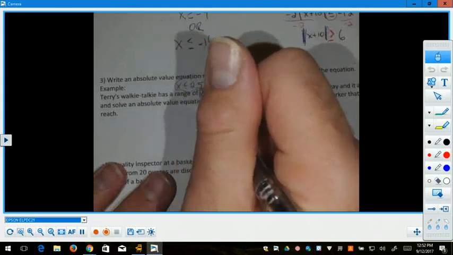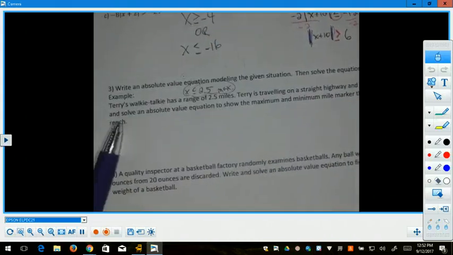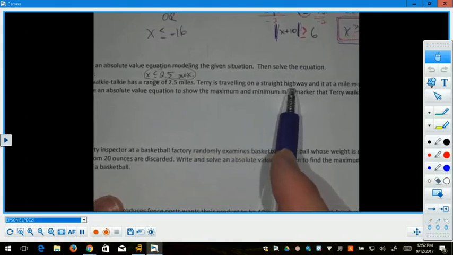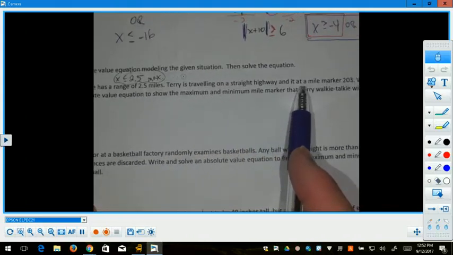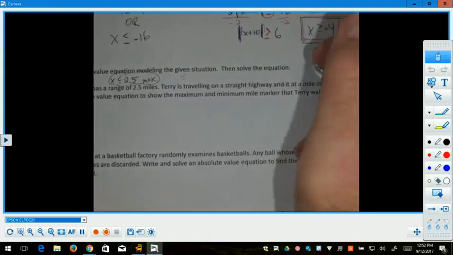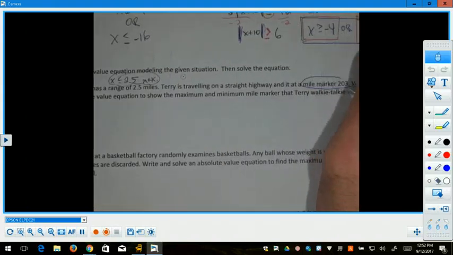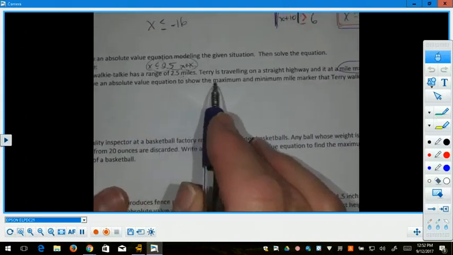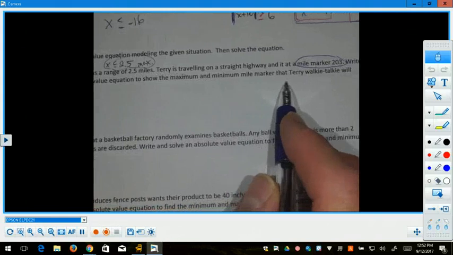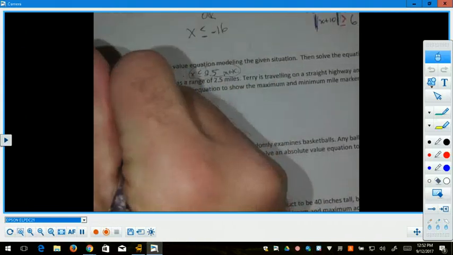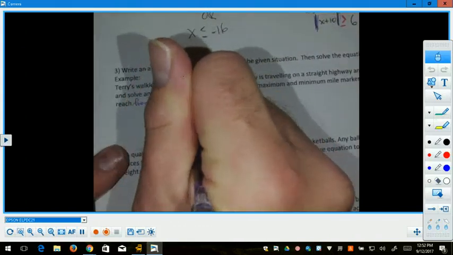But I'm just putting that in the back of my mind, keeping that in mind from some of the easier problems we did yesterday. Terry is traveling on a straight highway, and there's something in there, near mile marker 203. Write and solve an absolute value equation to show the maximum and minimum mile marker that Terry's walkie-talkie will reach, and it should say from marker 203.